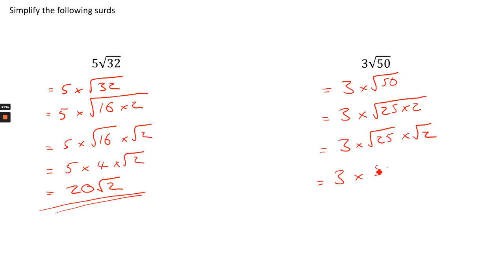3 times by 5 times by root 2, which gives us 15 times by root 2, which I can just write as 15 root 2. And that's that answer in a more simple form. Okay, that's the simplest form possible. Now that's it for simplifying surds.